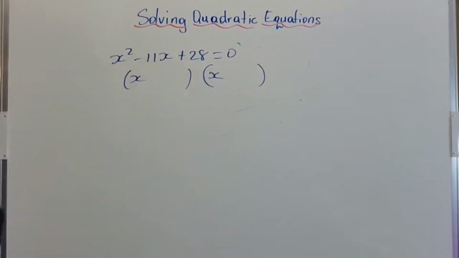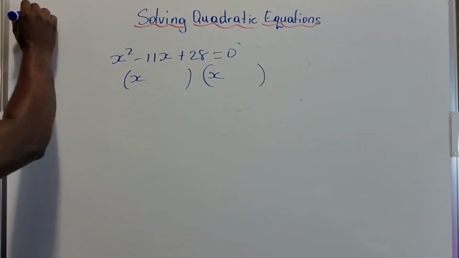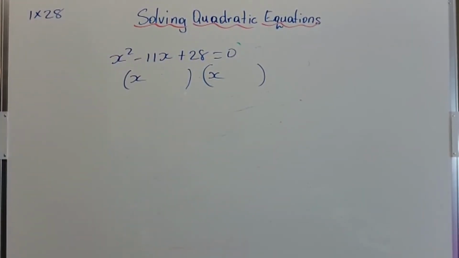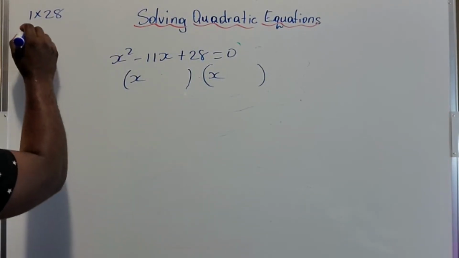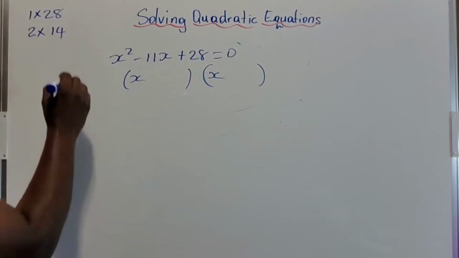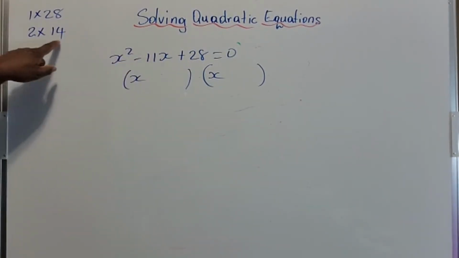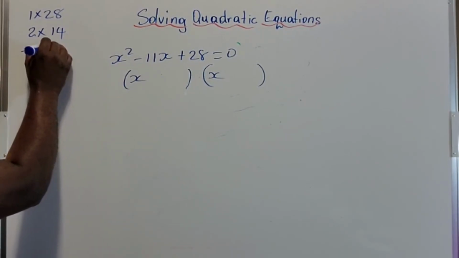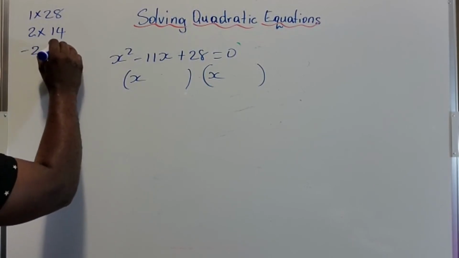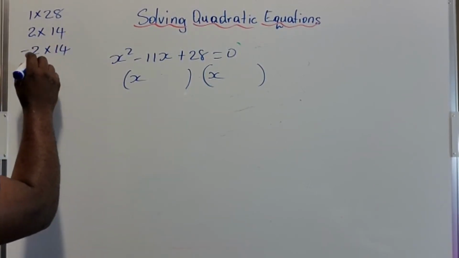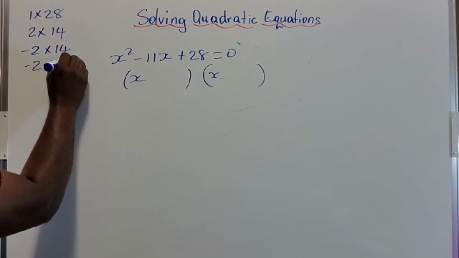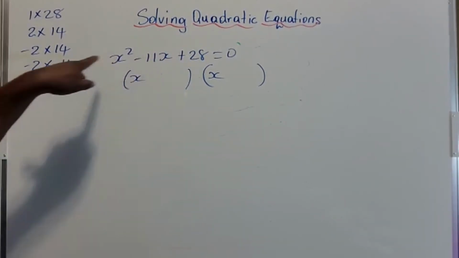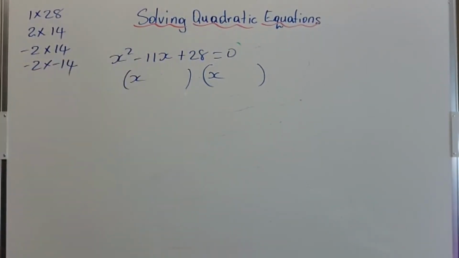x and x, guys. Let us just quickly do a rough work. Some factors of 28. 1 times 28 will give us 28, but will it give us negative 11 when we add those two? No. Let us try 2 times 14 will give us a positive 28, but if we add these two, it's going to give us 16, not 11. What if we go for negative 2 times 14 will give us negative 28, that's out. Negative 2 times negative 14 will give us a positive 28, but if we add these two, it will not give us negative 11.